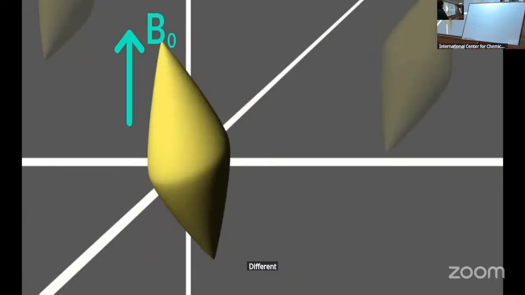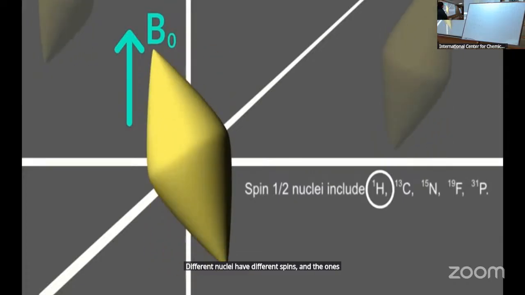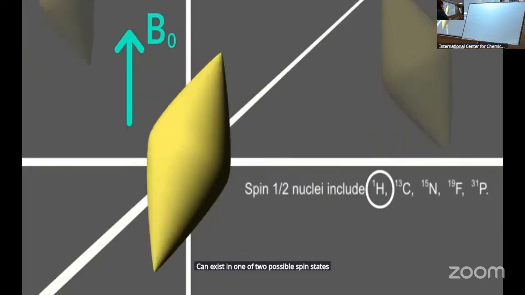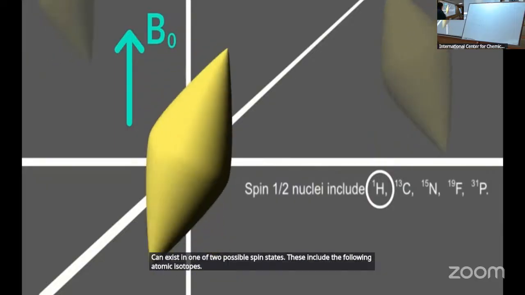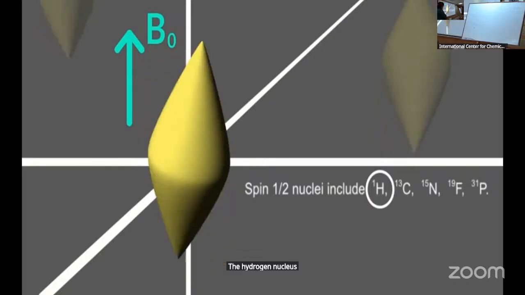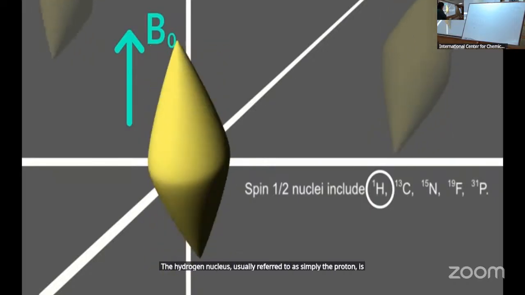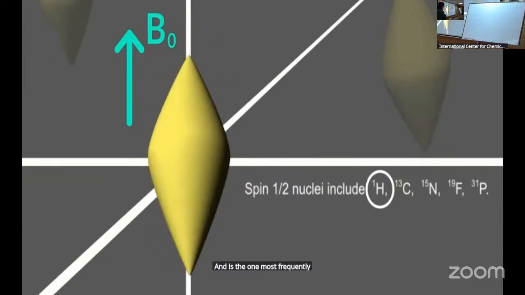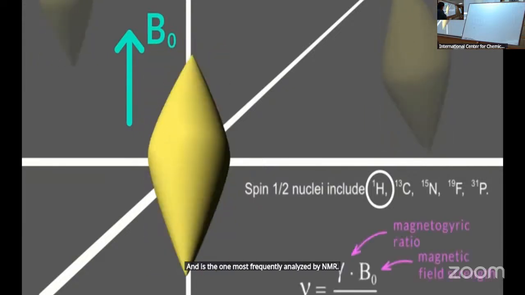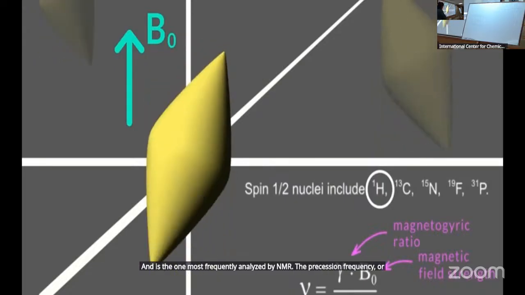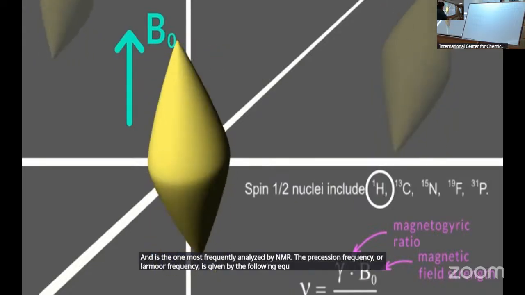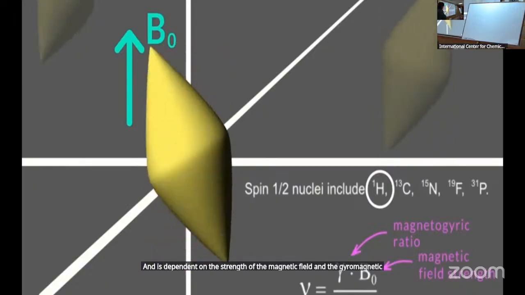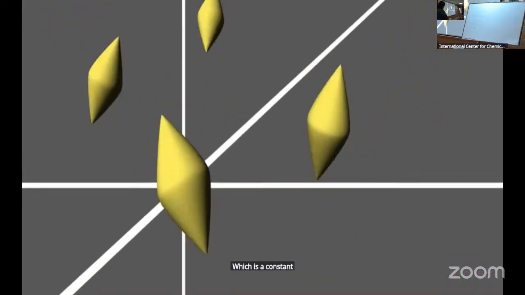Different nuclei have different spins, and the ones with spin 1/2 can exist in one of two possible spin states. These include the following atomic isotopes. The hydrogen nucleus, usually referred to as simply the proton, is present in almost all organic compounds and is the one most frequently analyzed by NMR. The precession frequency, or Larmor frequency, is given by the following equation and is dependent on the strength of the magnetic field and the gyromagnetic ratio, which is a constant for a given isotope.